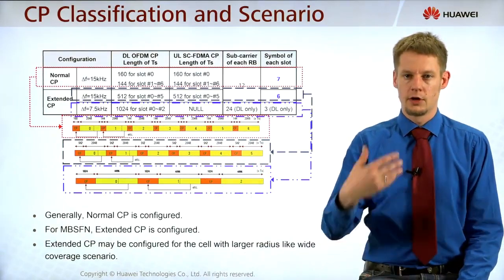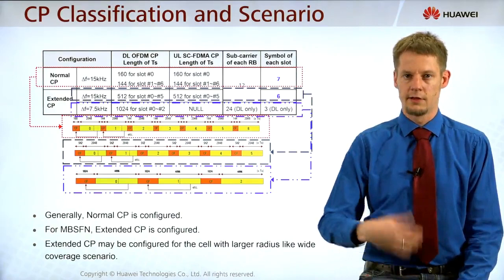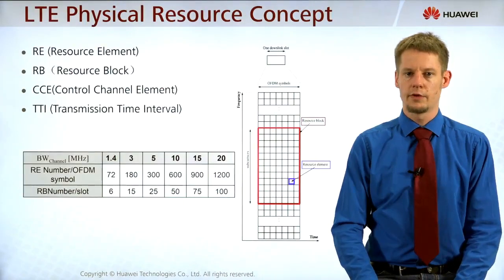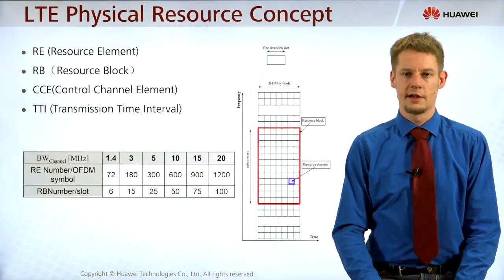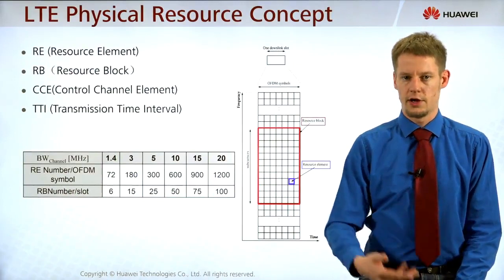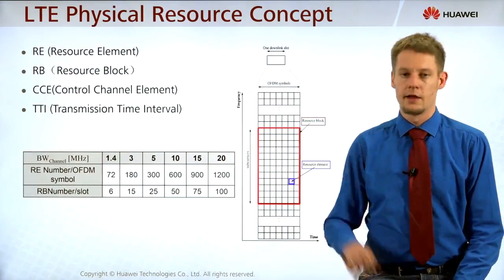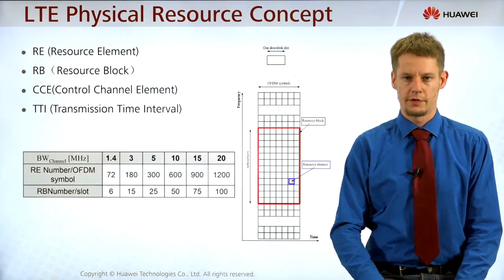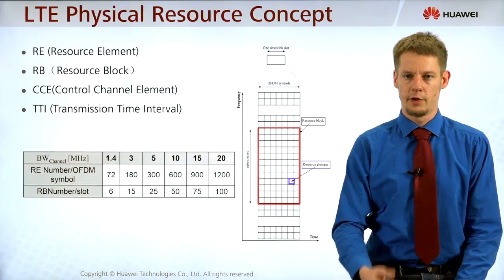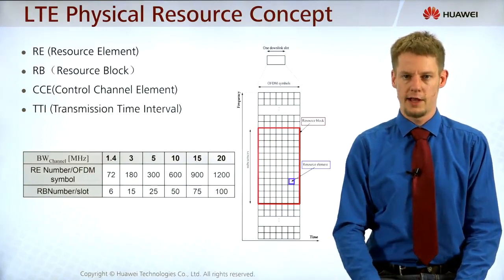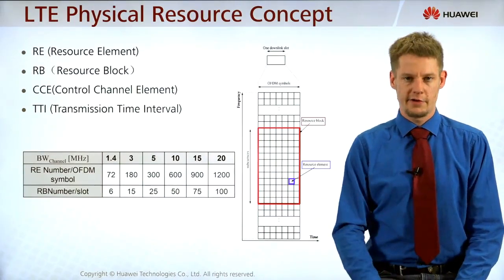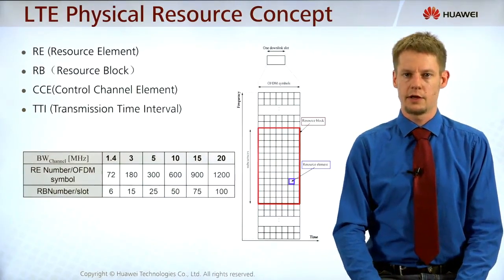So now we know about FDD and TDD frame structure. We also know that there are 2 different cyclic prefixes, and now we can see how the air interface in LTE is structured in reality. So here we see in the red line one so-called resource block. The resource block is made up of 12 OFDM subcarriers in the frequency domain, and 7 symbols in the time domain, as we already heard.